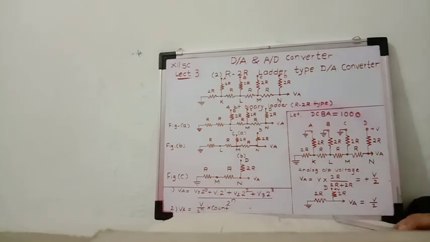So this is about the R-2R ladder type digital to analog converter. So we will stop here.